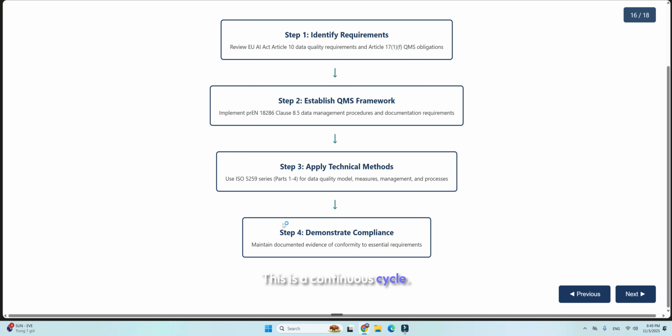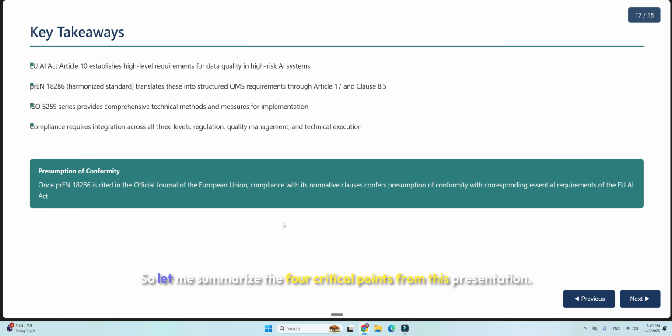This is a continuous cycle. You don't implement it once and walk away. It's continual improvement throughout the AI system life cycle. So let me summarize the 4 critical points from this presentation.